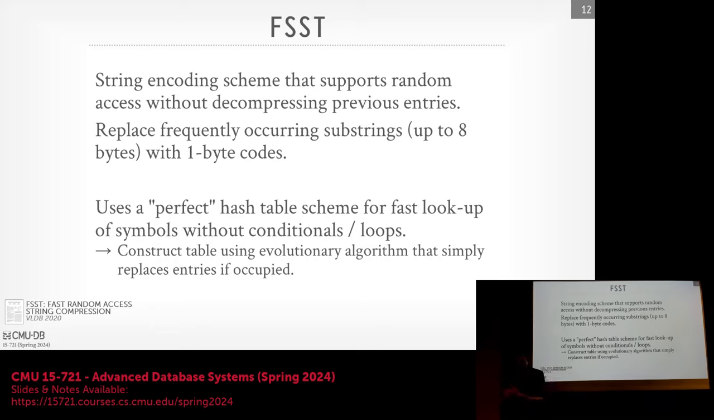Right? So it's not like the linear probing hash tables or the chained hash table that we talked about before, where if someone's in your slot, you keep going until you find a free position. They immediately kick out whatever's there. And the idea is that as you're constructing the symbol table, the symbols that could provide a lot of benefit, if they keep getting kicked out but are still used again, will get added back. And over time, you end up with a reasonably good set of symbols.